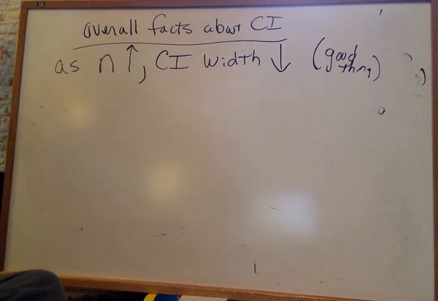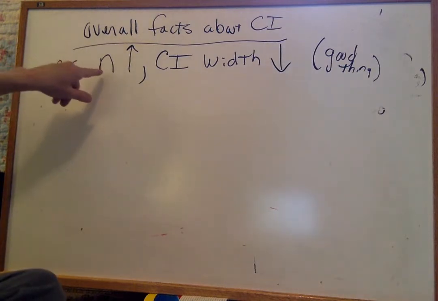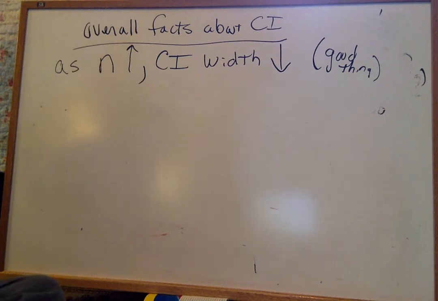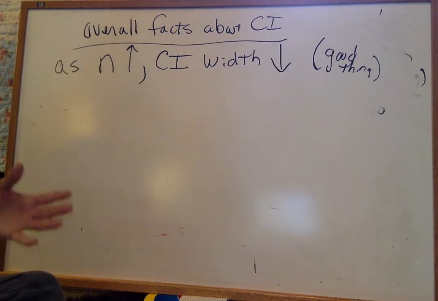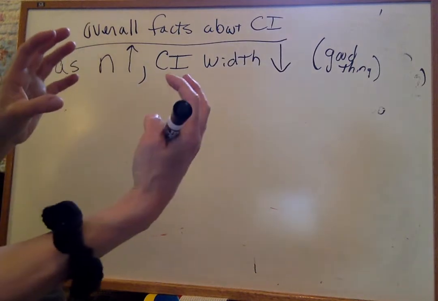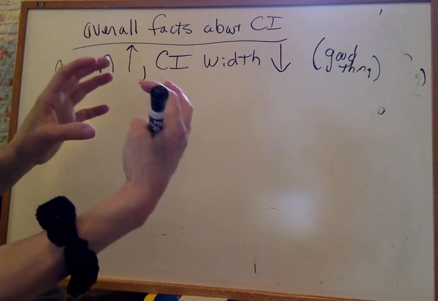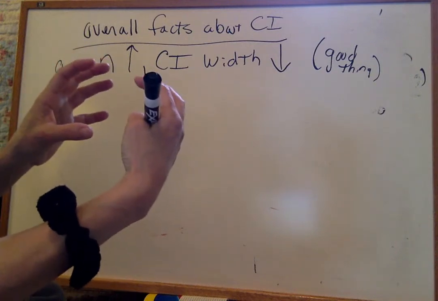I want to approach this mathematically and intuitively. If I increase my sample size, that means I have a lot more information coming in. I'm feeling good about what I'm doing, right? Because I got a lot of different data. So since I'm feeling good, I'm going to feel comfortable making that confidence interval a little bit tighter.